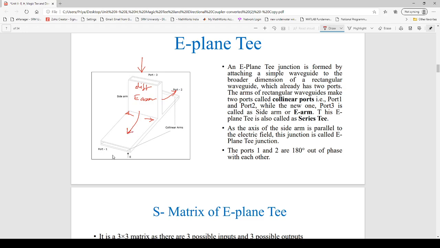Same way, what will happen if I give the same amount of input at port 1 and port 2? Say, for example, if I give 5 volt at port 1 and 5 volt at port 2, it is 180 degrees out of phase with respect to port 3. So 5 volt minus 5 volt will be coming at port 3, so we will have 5 minus 5, which is 0 volt. That is why we call this side arm a difference arm. Okay, so your side arm is called an E arm or a difference arm, and your E plane T is also called a series T.